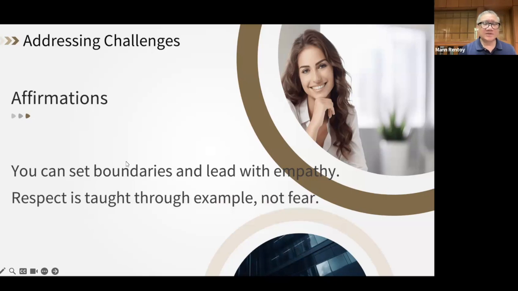Respect is taught through example, not fear. I repeat, respect is taught through example, not fear. You cannot demand it from the students. "Class, I deserve respect." No. They will tend to respect those that they deem deserving of that respect. And we become deserving of it if we ourselves model it.